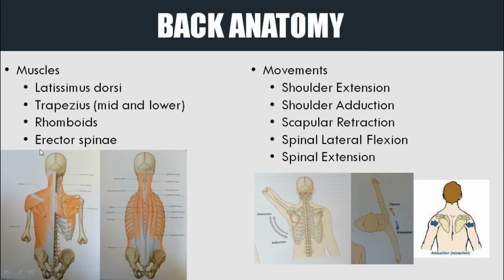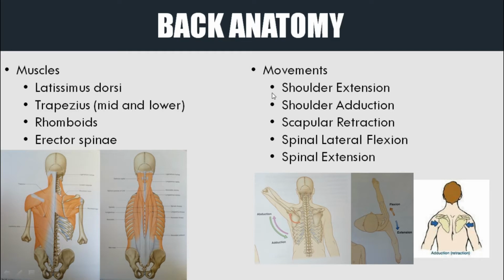Then lastly, we have the erector spinae, which are these long snake-shaped muscles here that go up and along the back next to the spine. Again, these muscles are not superficial. They're located underneath the latissimus dorsi here. However, they do have quite a profound impact on the appearance of the back. People with well-developed spinal erectors, it's quite obvious that you can see them. So we're still going to talk about the erector spinae.